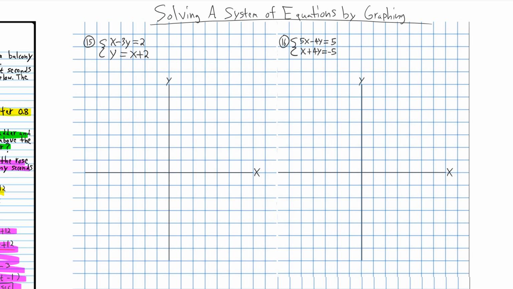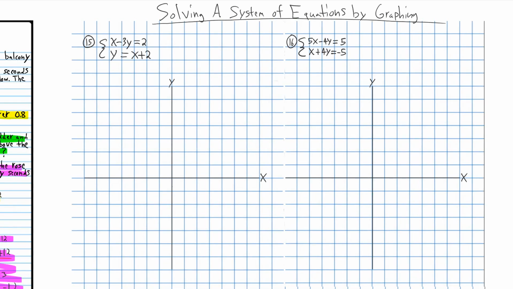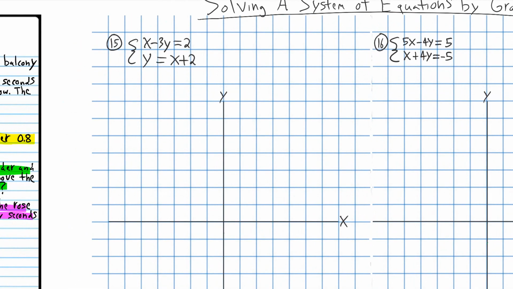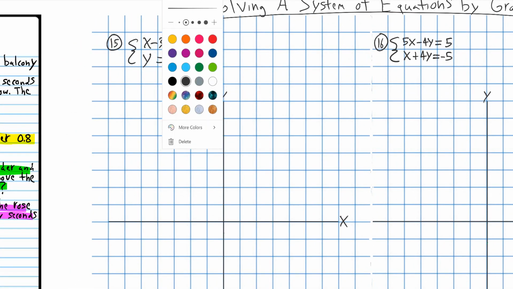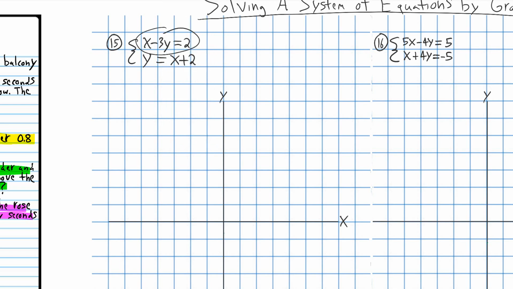You'll also learn that when you have parallel lines, there's no solution to the system, and when you have lines that are right on top of each other, you have infinite solutions, but we're not going to go over that in this course because, again, this is just beginning algebra. All right, so let's graph the first equation, and I'm going to color that red so we know the difference here, and I'm going to color this equation green.